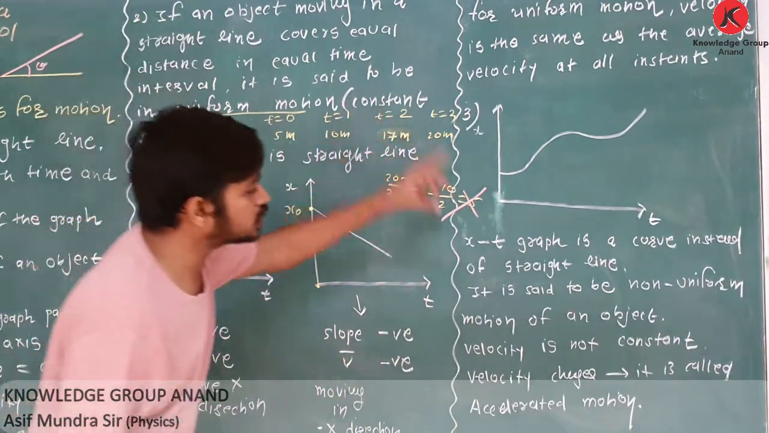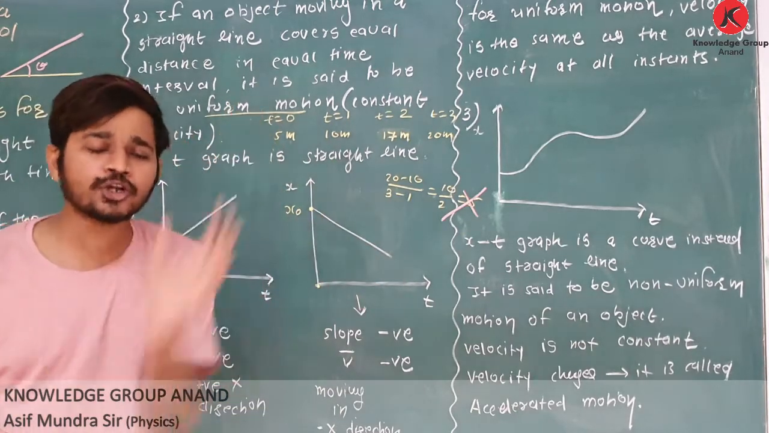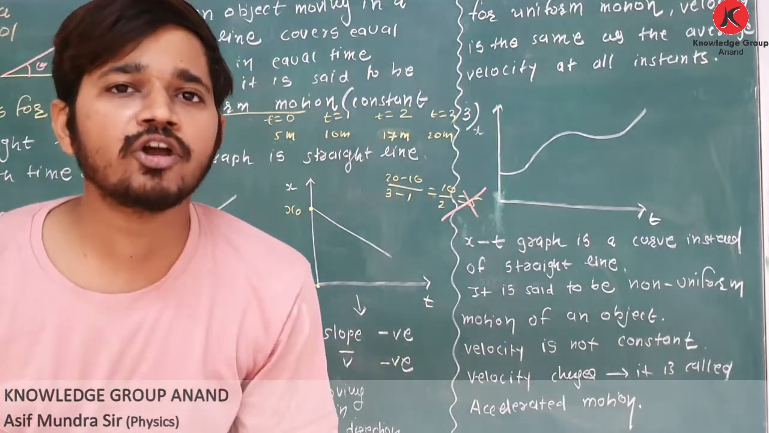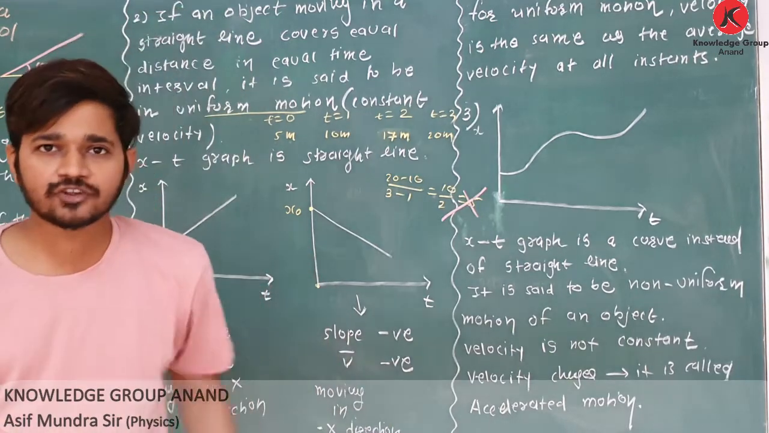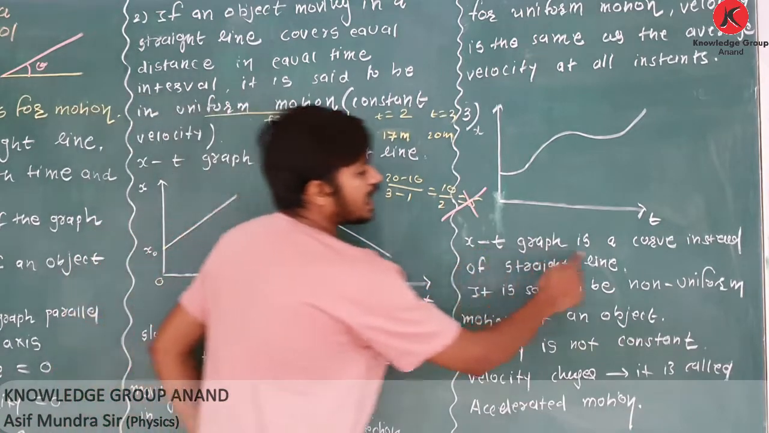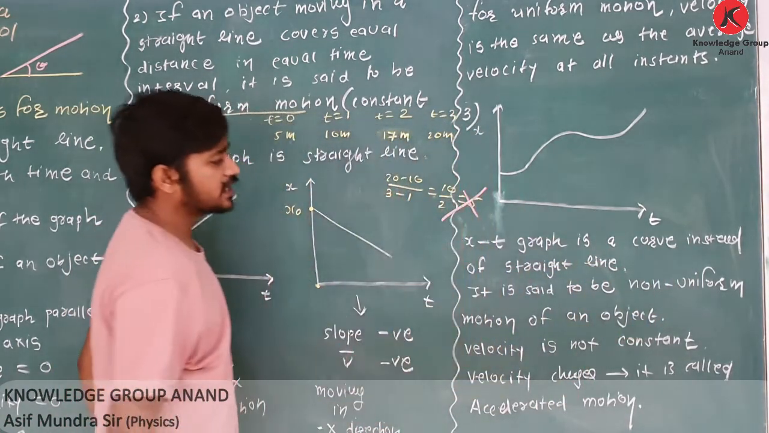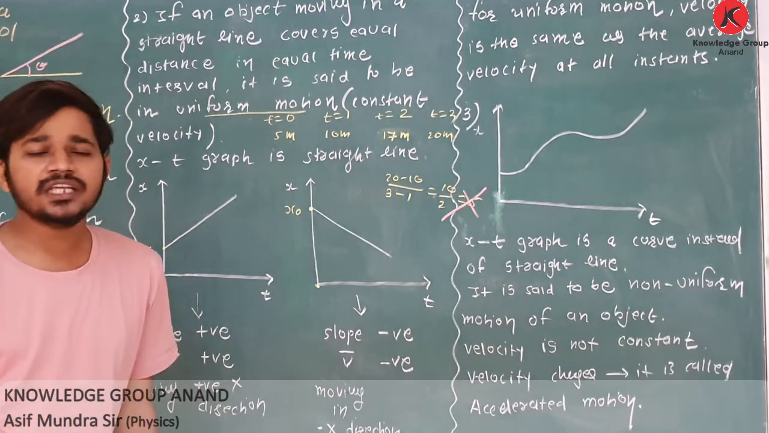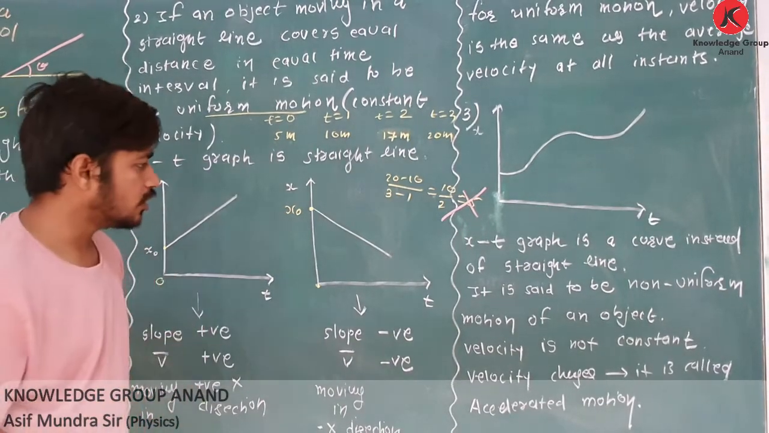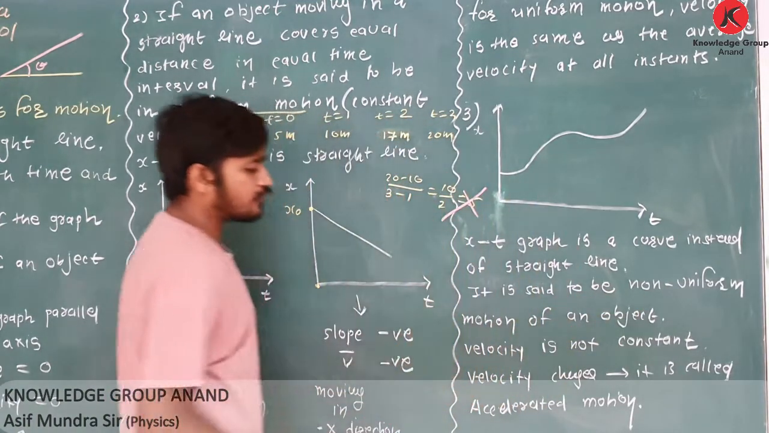So such a motion in which the average velocity is not constant is called non-uniform motion. An x-t graph is a curve instead of a straight line. Okay, and it is said to be non-uniform motion of the object.